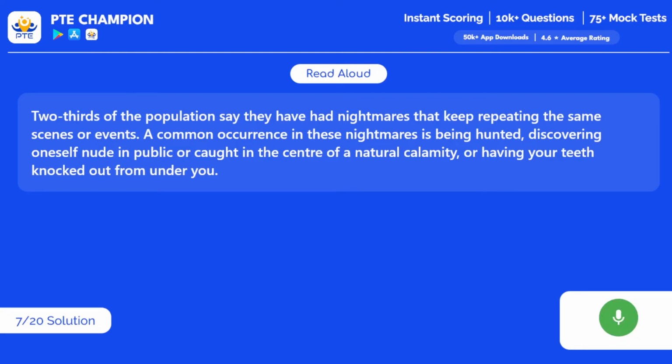Two-thirds of the population say they have had nightmares that keep repeating the same scenes or events. A common occurrence in these nightmares is being hunted, discovering oneself nude in public or caught in the center of a natural calamity, or having your teeth knocked out from under you.